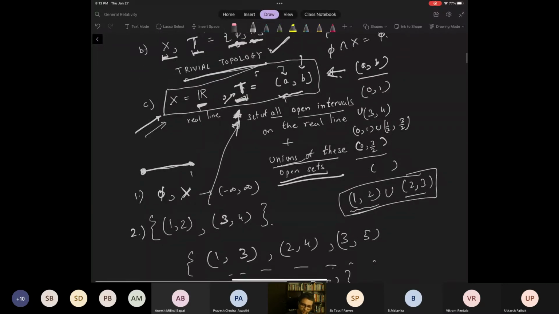So this usual topology is kind of interesting. It seems like a very mathematically abstract thing, but we'll see that this gives us some very interesting notions of topological spaces.